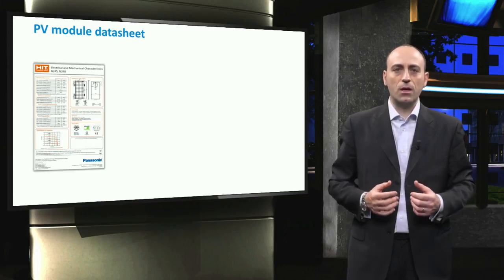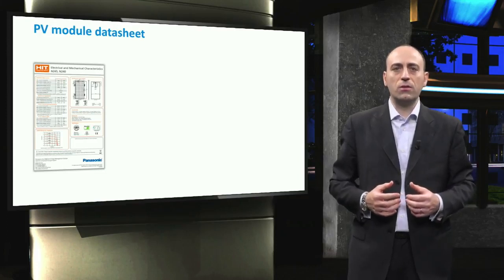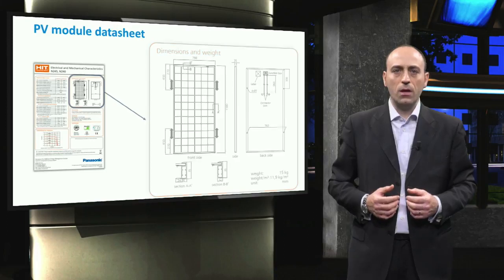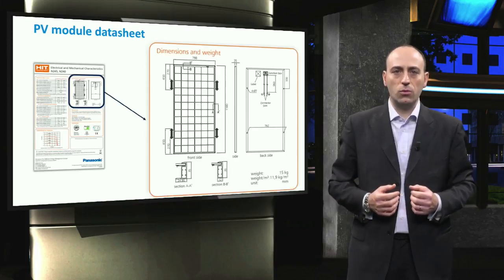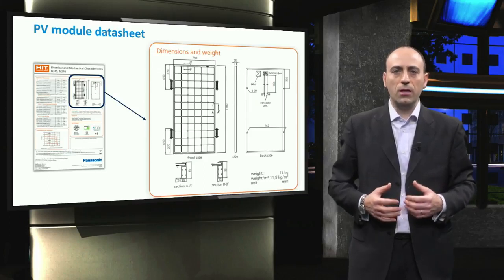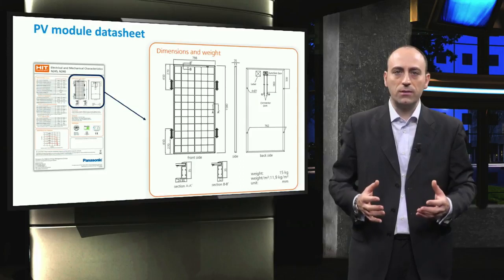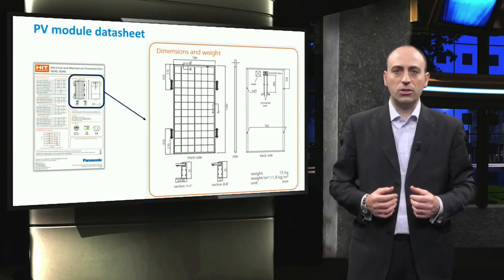But first, let's take a look at the relevant properties of PV modules as found in a typical datasheet. This is the datasheet of a PV module by Panasonic based on heterojunction technology. The enlarged area indicates the dimensions and weight of the PV module. The dimensions of the PV module are important for PV system design in order to estimate the total irradiance incident on the module and the space required for the installation.